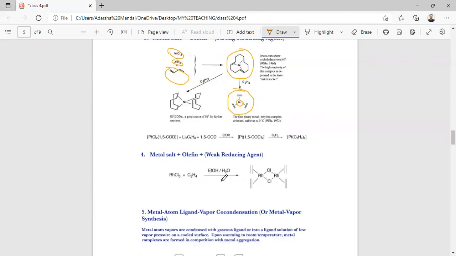So next is the metal salt with olefin and a weak reducing agent. Here RhCl3 and C2H4 in presence of an ethanolic water mixture form this rhodium dimer. Here rhodium is in the +3 oxidation state, and here it is in the +2 oxidation state. Here the ethanol acts as a reducing agent.